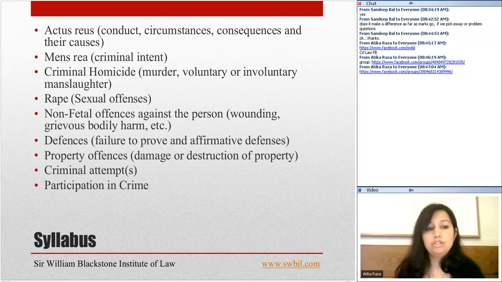Another major topic in criminal law is participation in crime: people who get together and commit a crime, your accomplices, your major offenders, all of those things. We're going to be covering all of those.